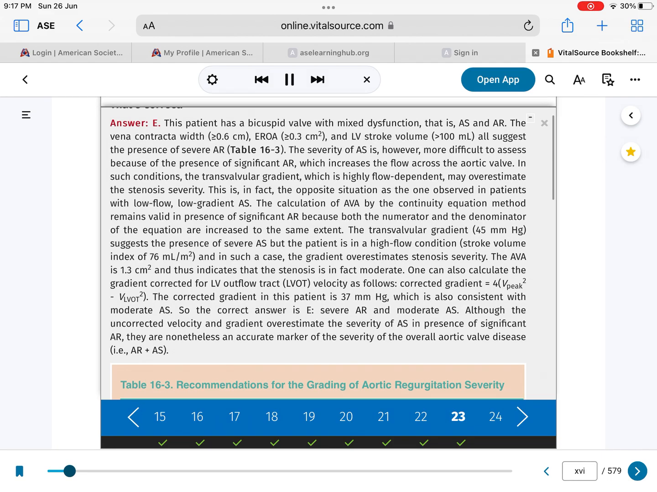Question 23. What is your diagnosis in this patient? A. Severe AR. B. Severe AS. C. Severe AR and severe AS. D. Moderate AR and severe AS. E. Severe AR and moderate AS. F. Moderate AR and moderate AS.